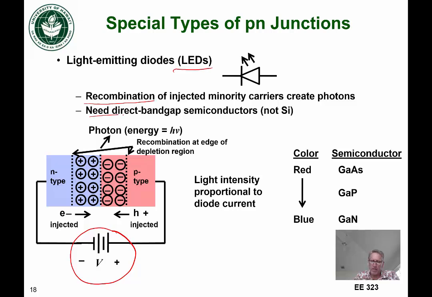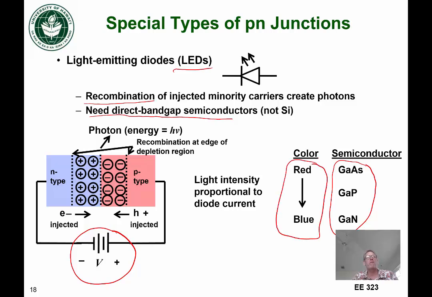And this does not happen in silicon. We need what's called a direct bandgap semiconductor, which is not silicon. So other semiconductors like gallium arsenide, gallium phosphide, gallium nitride are direct bandgap semiconductors, and this recombination leads to a photon coming out of a certain frequency or a certain color. And so depending on the semiconductor and the bandgap we're dealing with, we get different colors that are emitted from the LED. And so this light intensity is going to be proportional to the current, because the more charge carriers you have, the more recombination you have, and the more light you get.